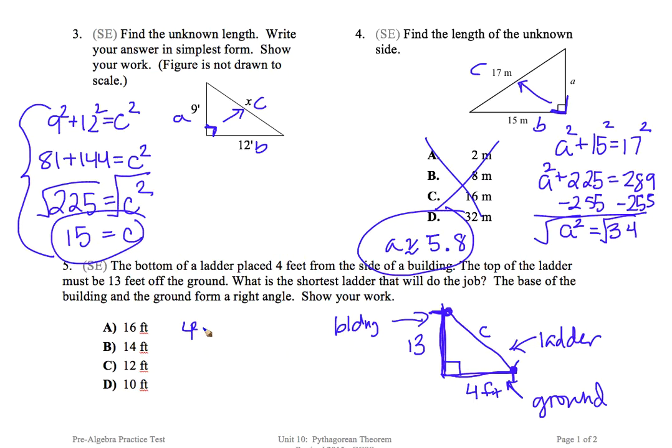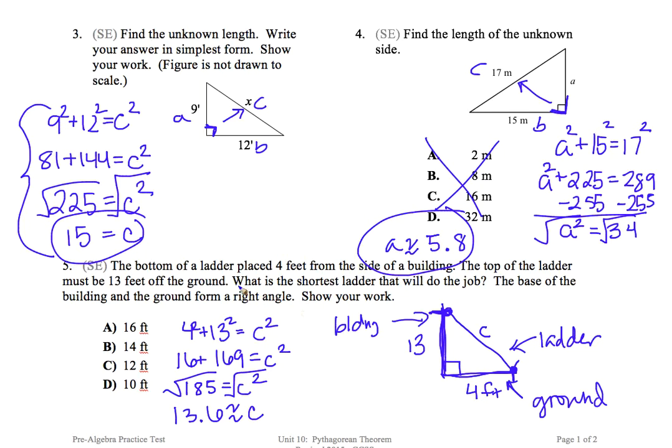So we'll say 4 squared plus 13 squared equals C squared. 16 plus 169 equals C squared. 185 equals C squared. Square root each side. And what we get, square root of 185 equals 13.6.